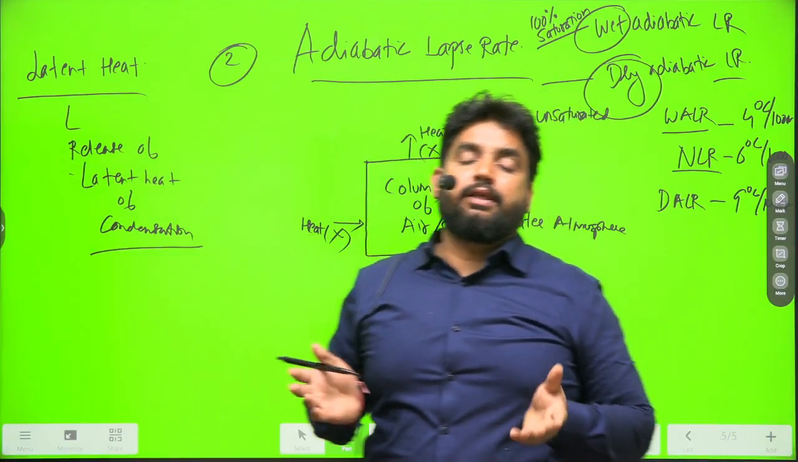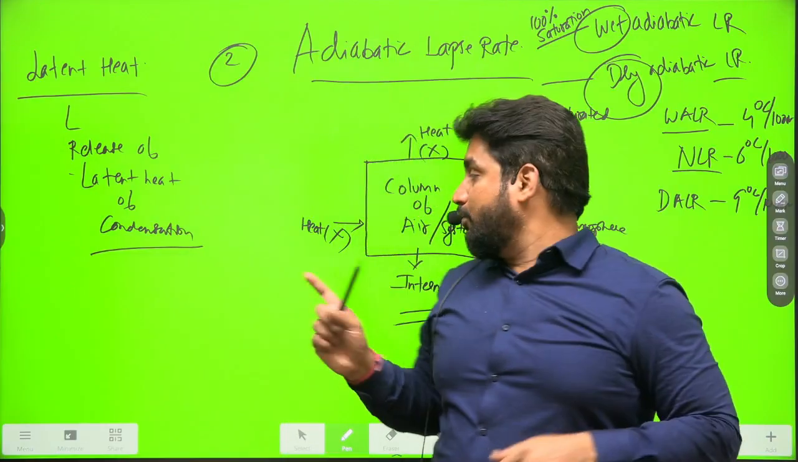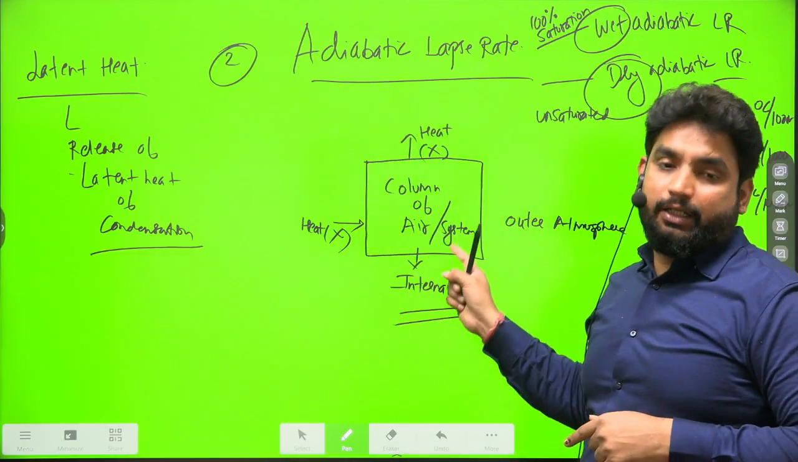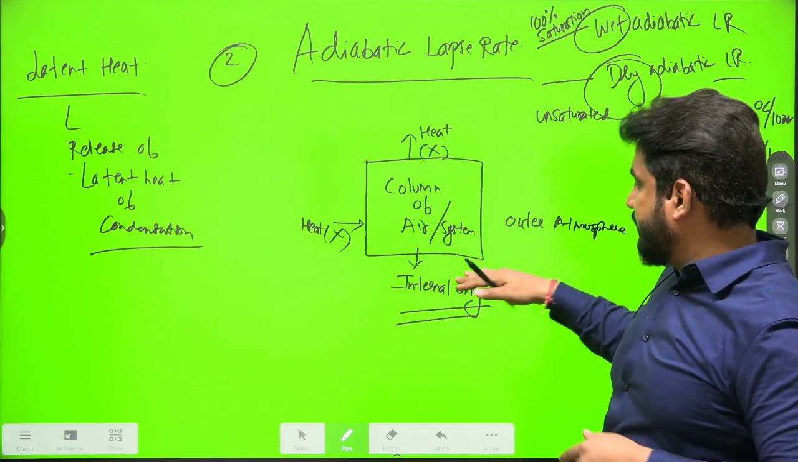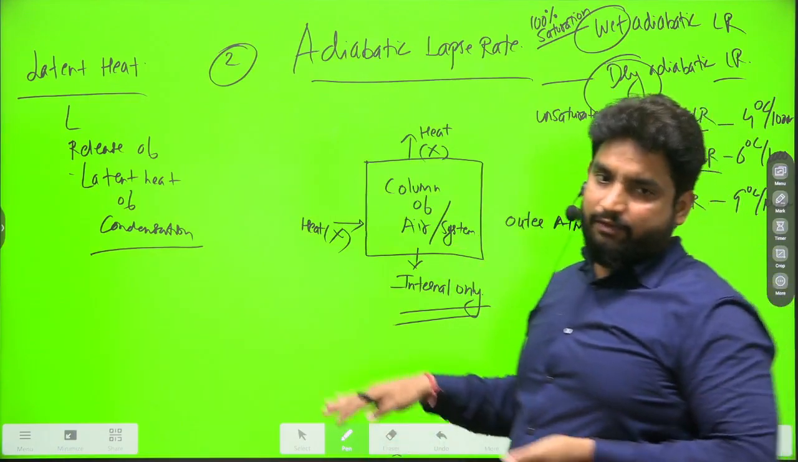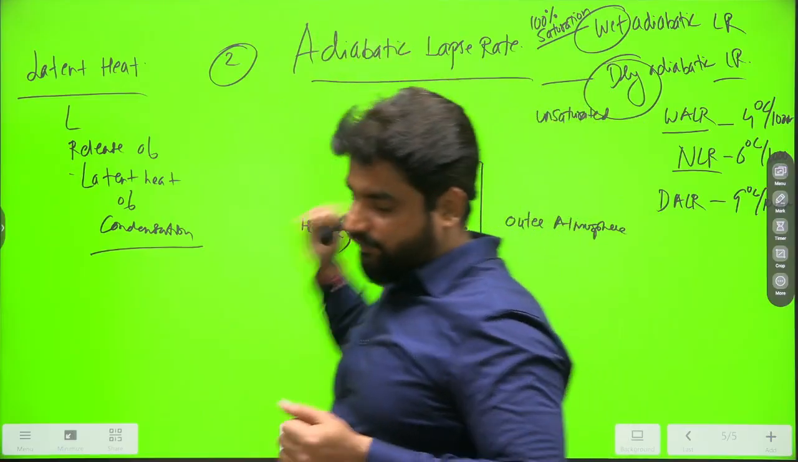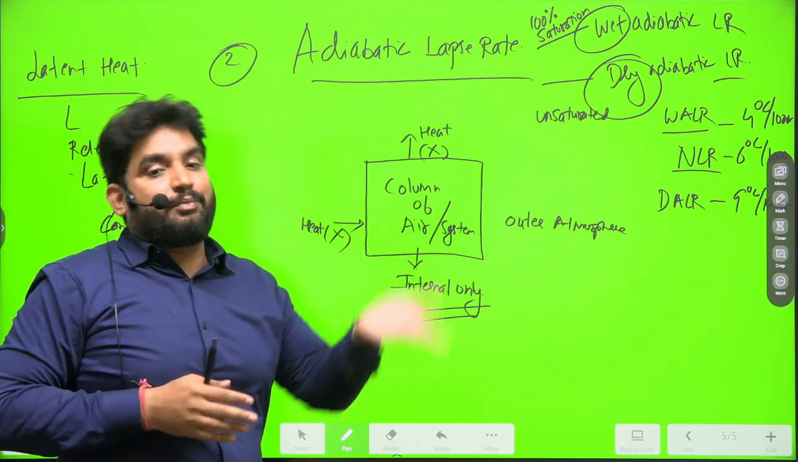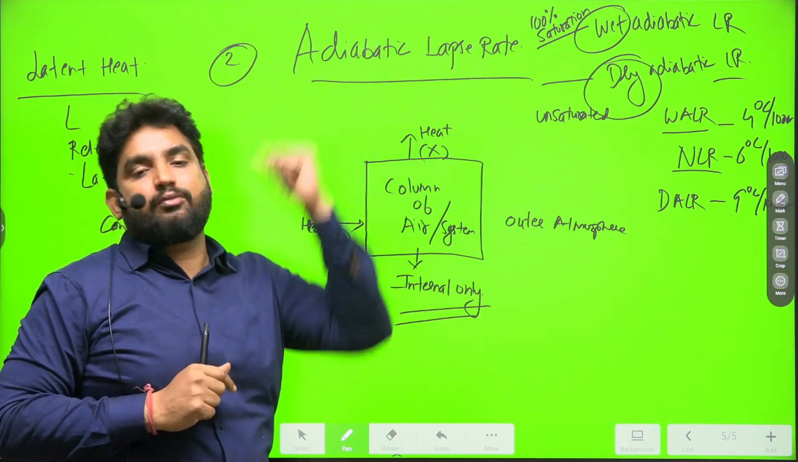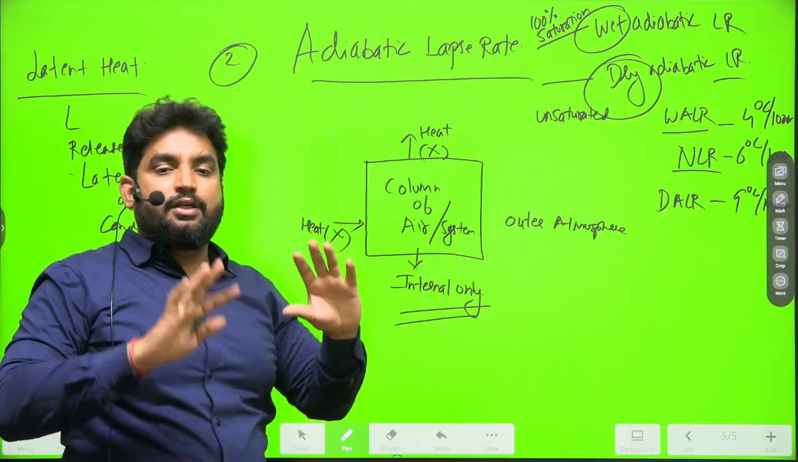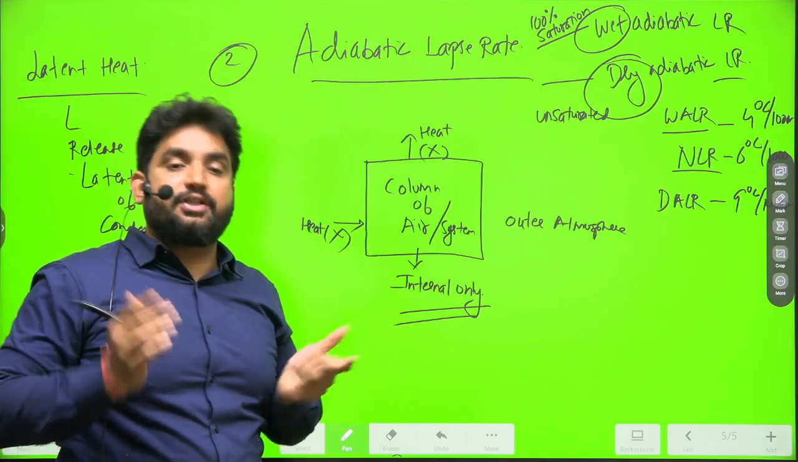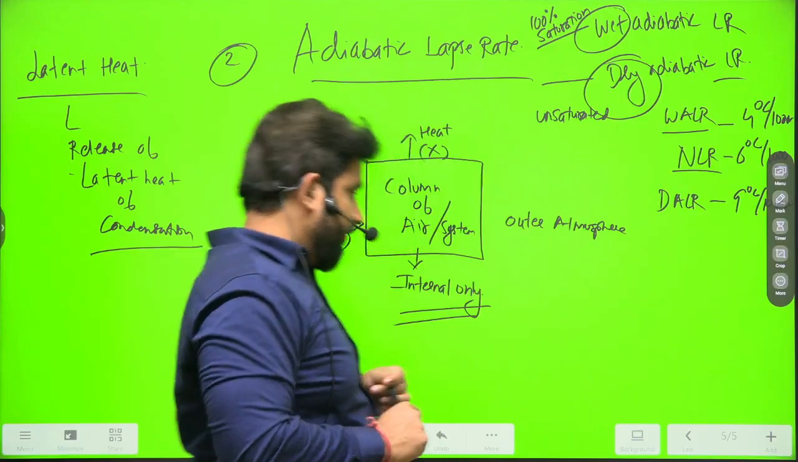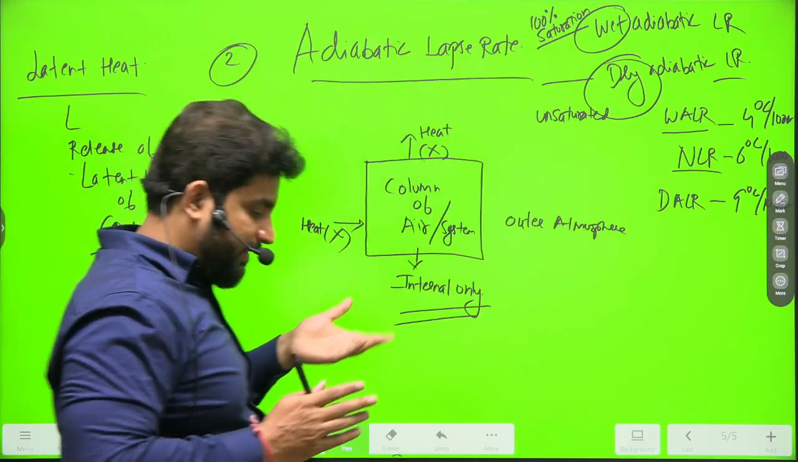What will happen then? As I told you, the temperature change will be internal. So suppose the temperature will be higher on the ground level. As the column of air moves above, the pressure changes, because the pressure falls as you move up in the atmosphere. When the pressure changes, the temperature changes. For when there is a pressure change, there is a temperature change.